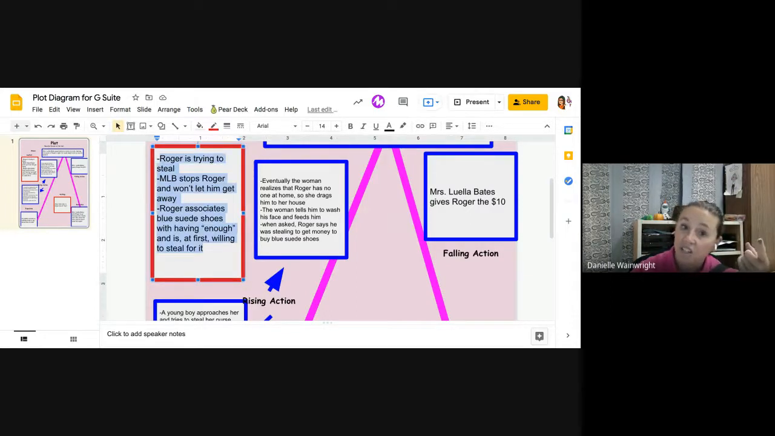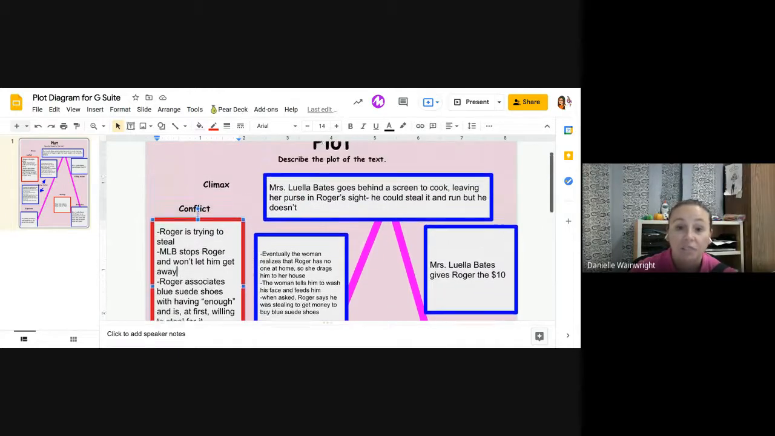So Roger's trying to steal, that's conflict. MLB, remember this is a graphic organizer, so you can abbreviate. MLB is Miss Luella Bates, not Major League Baseball. So Miss Luella Bates stops Roger and won't let him go. That's conflict, right? Because he would like to get away, preferably with the purse, but if not, just get away. And then Roger associates the blue suede shoes with having enough. And he's to the point where he's willing to steal for it. He doesn't have enough. So that's conflict. Okay. So he admits she washes them, she cleans them, and he admits why he wanted the money.